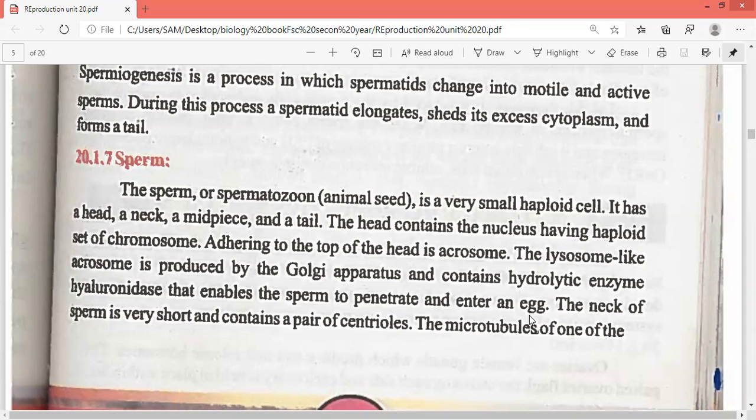The neck of the sperm is very short and contains a pair of centrioles. So does the neck of the sperm contain a single centriole or a pair of centrioles? This is also asked as a question, okay?